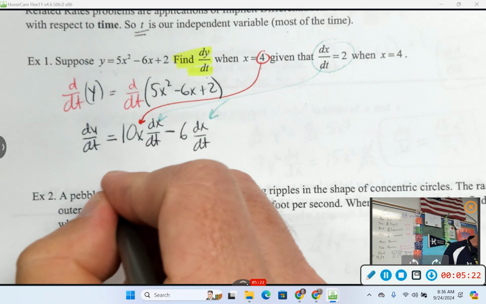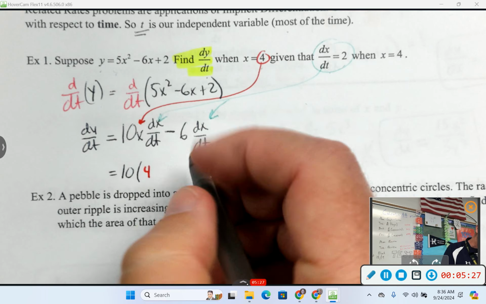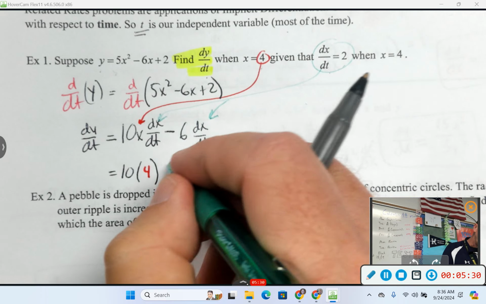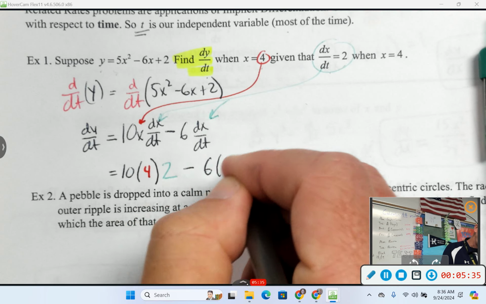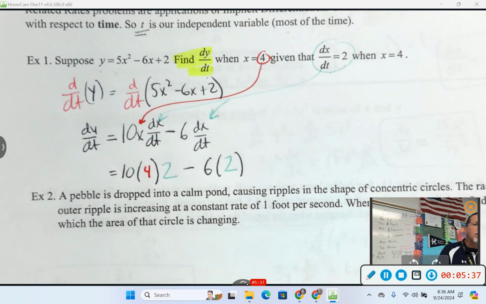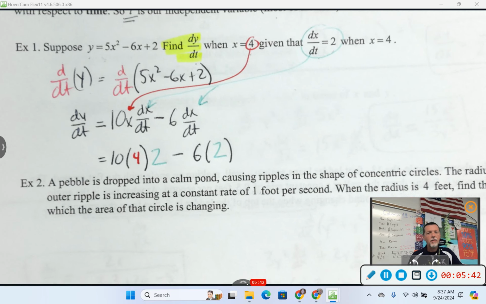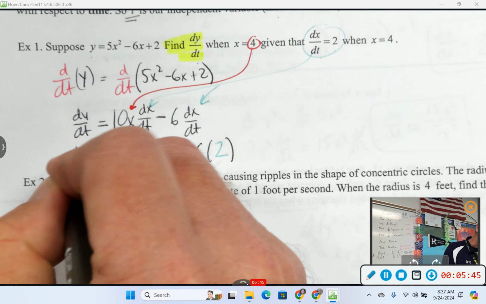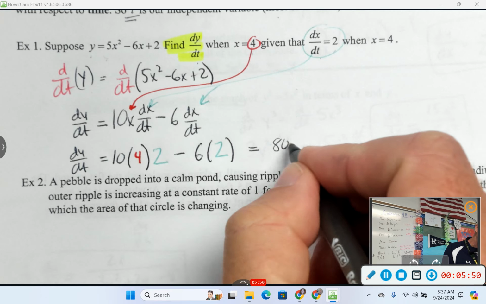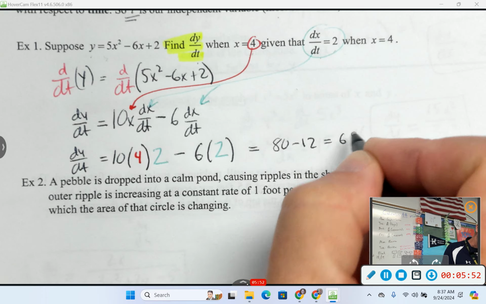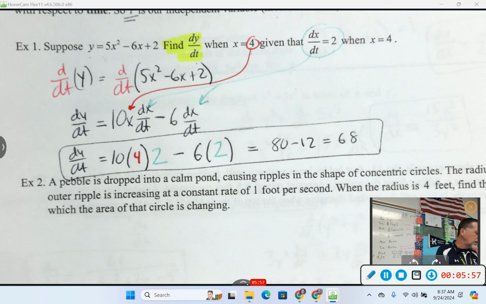So let's see what happens. So 10 times 4 times 2 minus 6 times 2. And well, that's a safe stop, so I guess you could just leave it at that. Let's see, 80 minus 12 is 68. But any of those stops along there would be correct.